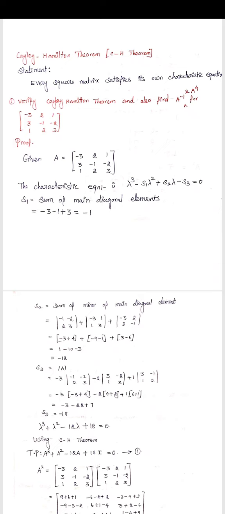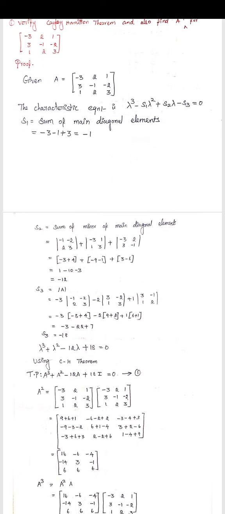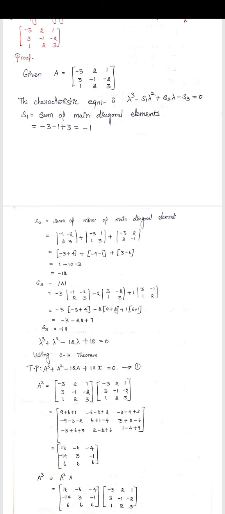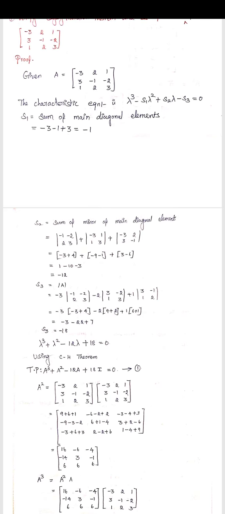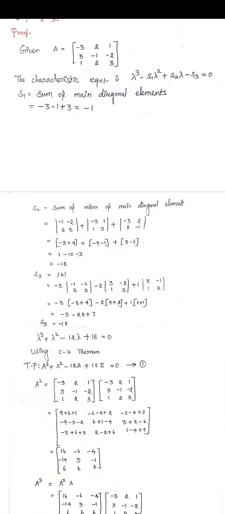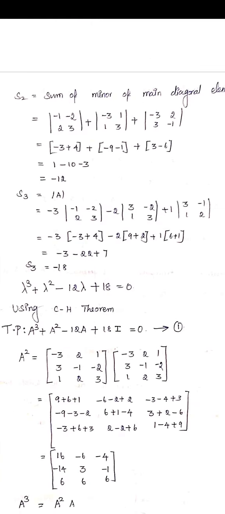Here, s1 is the sum of the main diagonal elements. We find the value of s1, that is equal to -1. Next, s2 is the sum of the minors of the main diagonal elements, that is -12. s3 is the determinant of A, that is -18. Substituting s1, s2 and s3 in the characteristic equation, we get lambda cube plus lambda square minus 12 lambda plus 18 equal to 0.